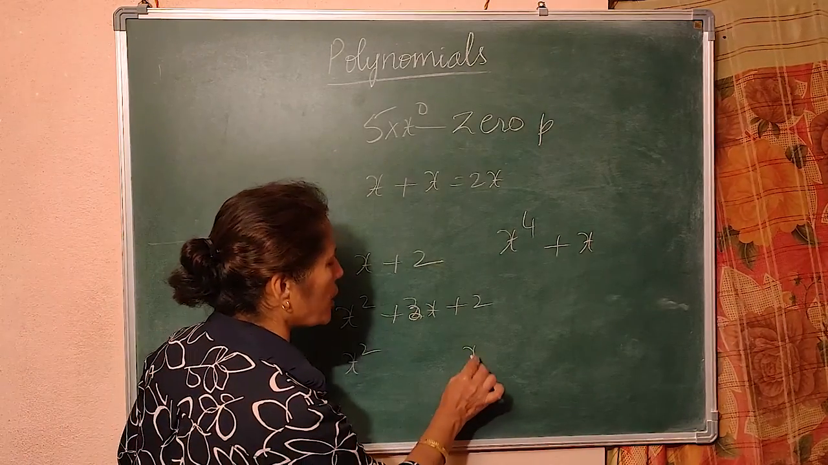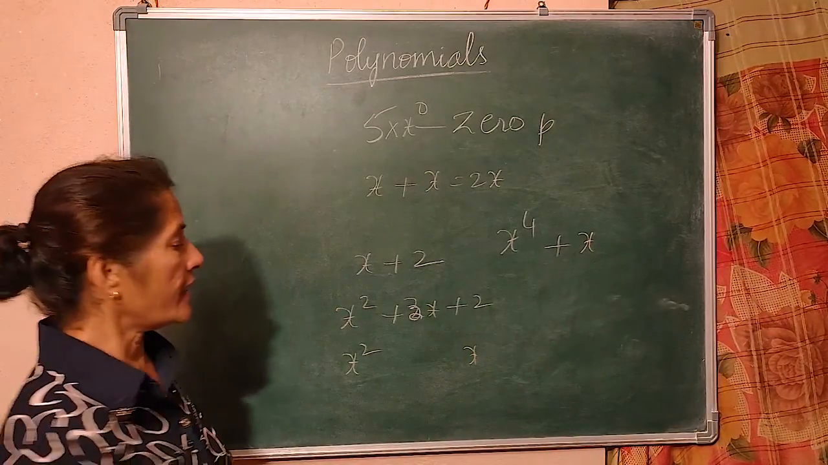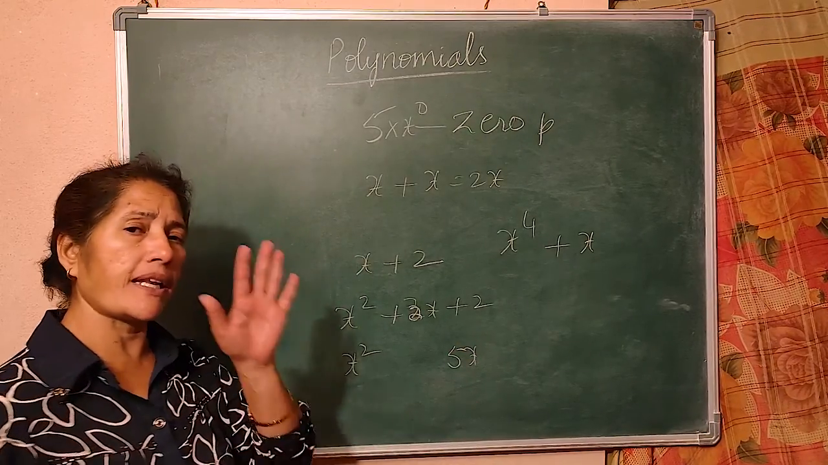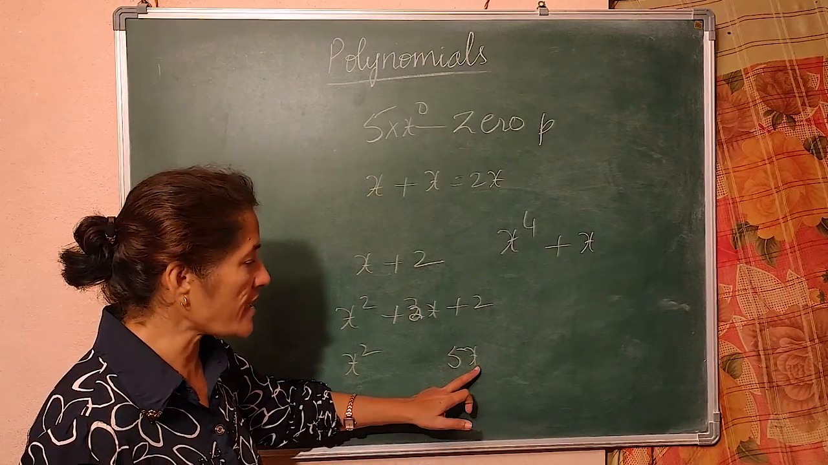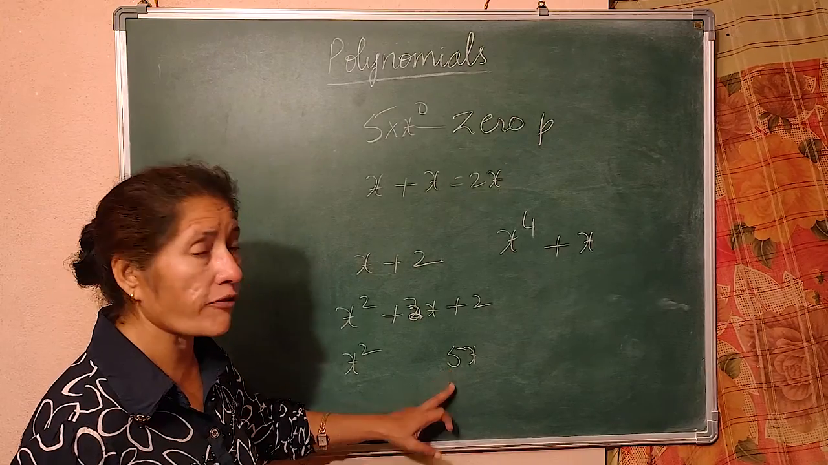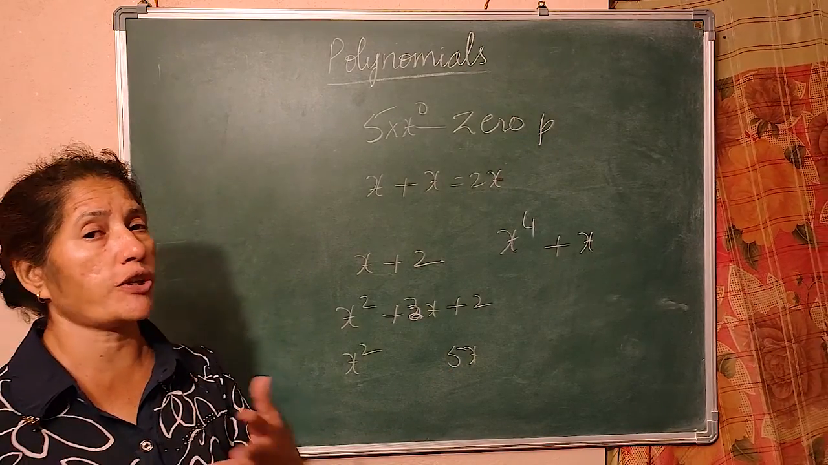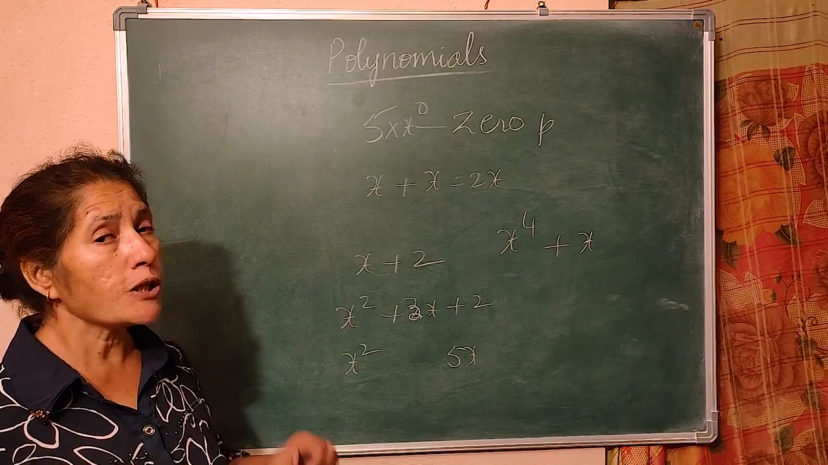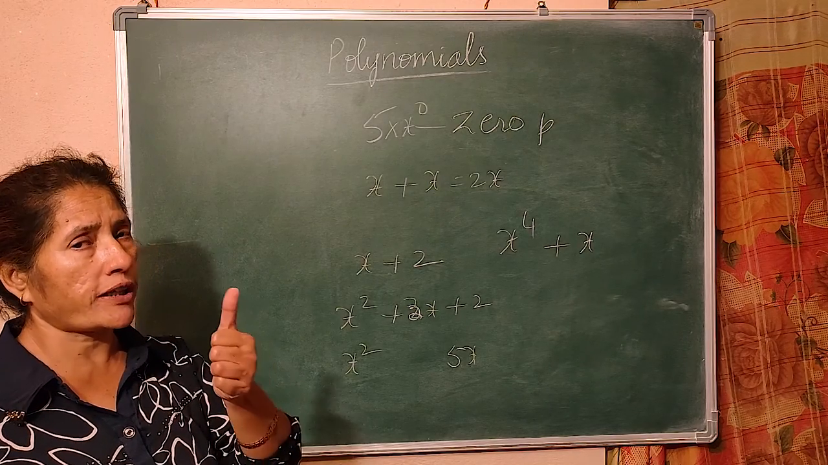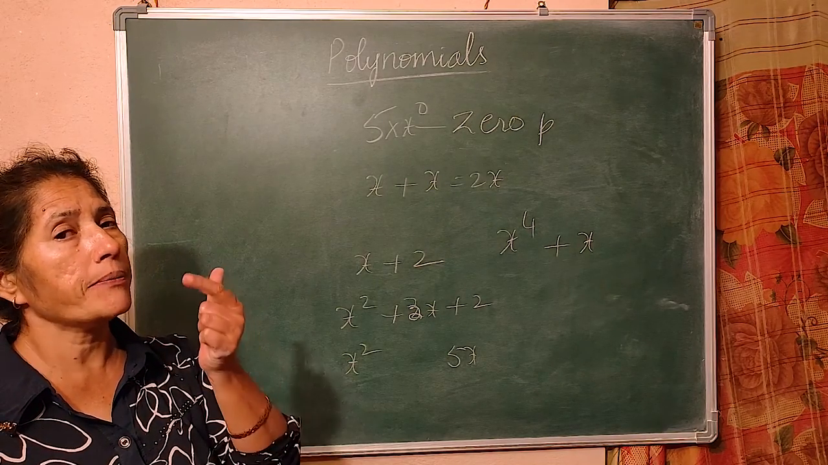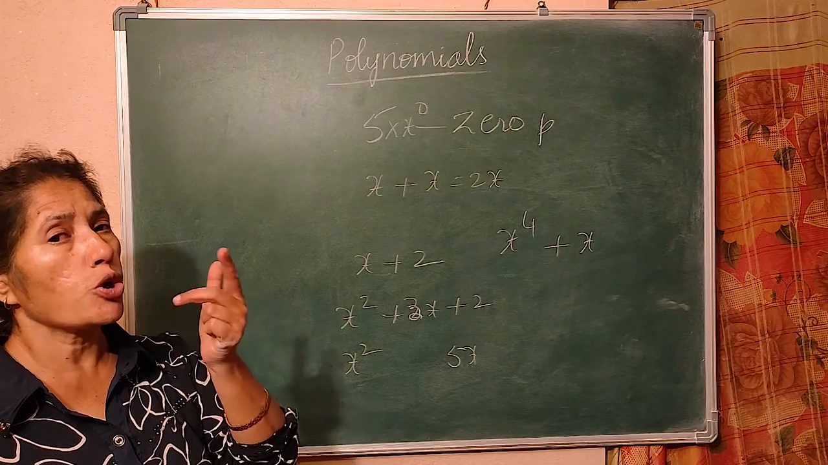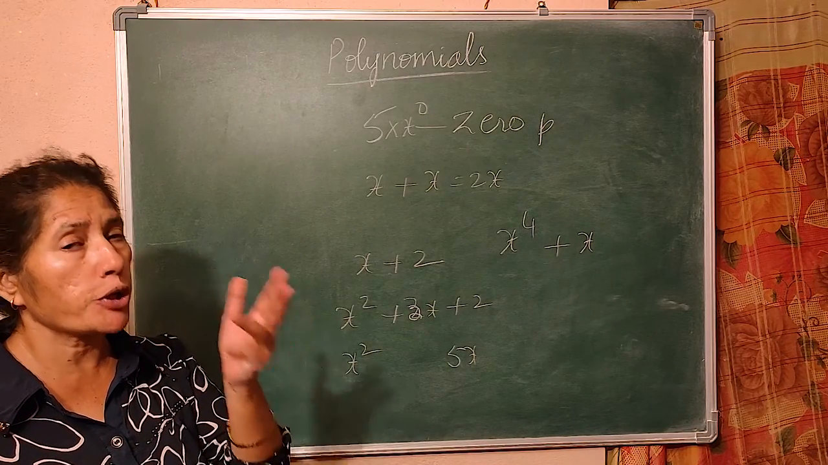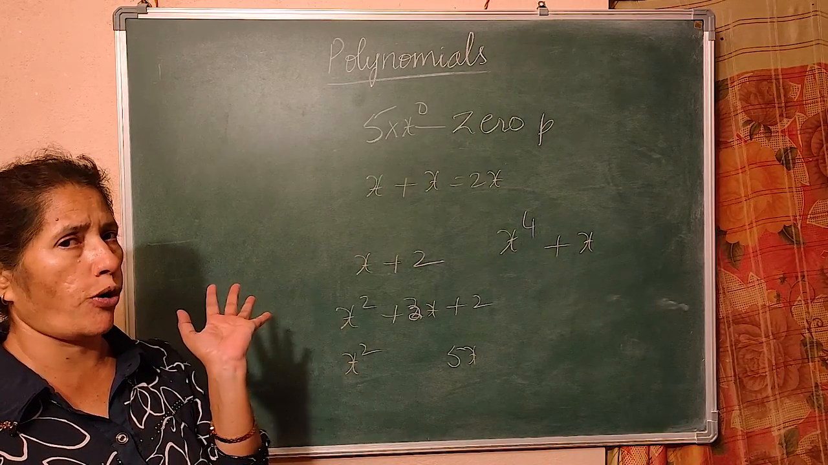Is x a polynomial? Yes. Is 5x a polynomial? Yes. What is this 5? 5 is called the coefficient of x. You understand? So you understood what is a constant polynomial, linear polynomial, quadratic polynomial, cubic polynomial and so on.